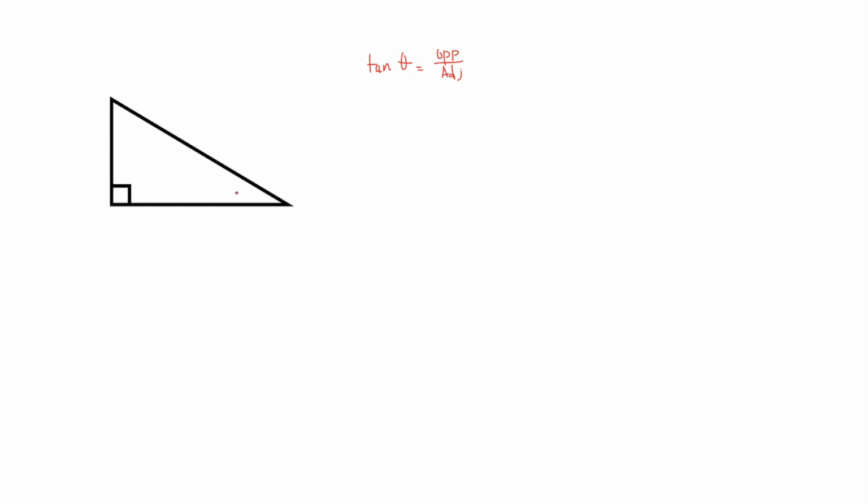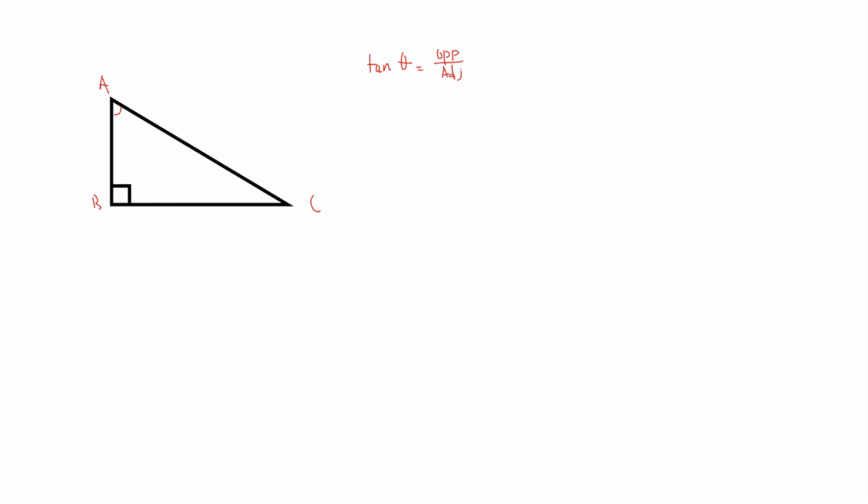And what that essentially means is from whatever angle you're looking from, so we'll name this A, B, and C. If you were to look from angle A, this would be the adjacent, and this would be the opposite. So whatever the side directly next to the angle you're looking from is the adjacent, and the one across is the opposite.